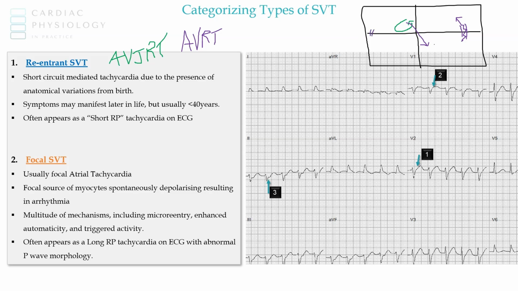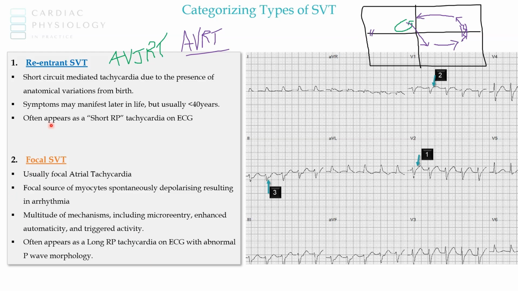And that enables a reentrant arrhythmia to form between the AV node and the accessory pathway, and that's known as AVRT. And so both of these are anatomical variations that are present from birth, although symptoms may manifest later in life. They're generally prognostically benign, and treatment is usually based on symptoms. How much is this affecting your life, and how badly do you want it treated?